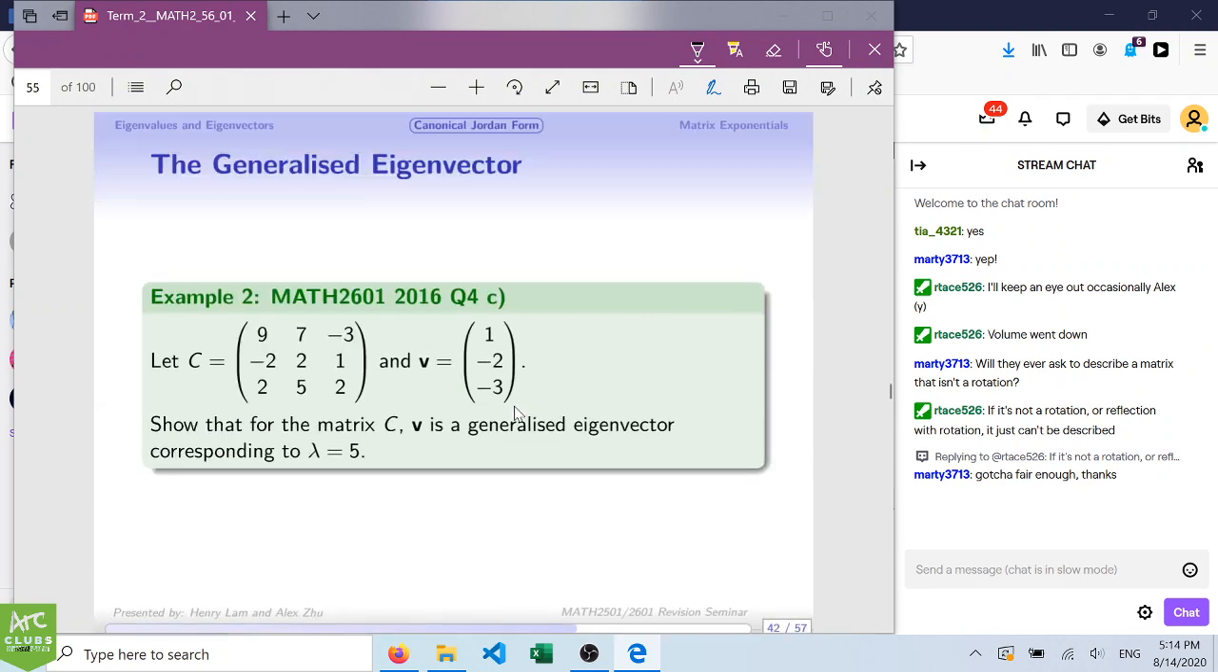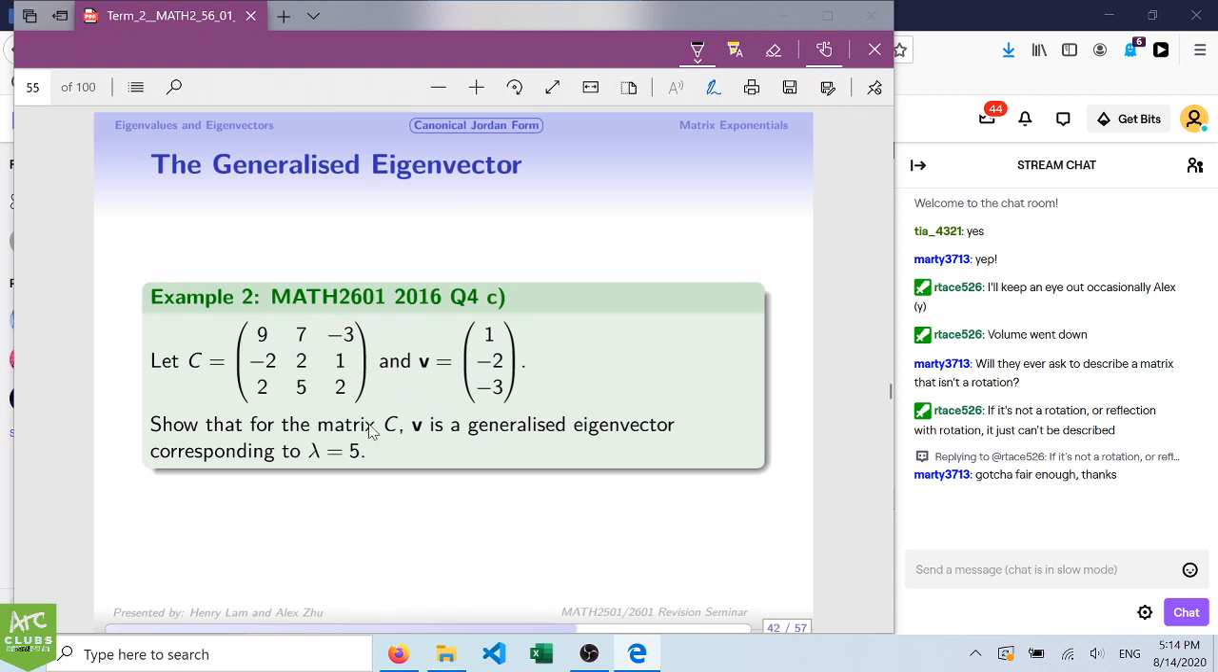so let's look at this question. You have one generalized eigenvector, and you have one matrix, and you have the corresponding eigenvalue as 5. We want to find what the rest of the generalized eigenvectors are. Sorry, show that v is a generalized eigenvector of this corresponding to lambda equals 5.